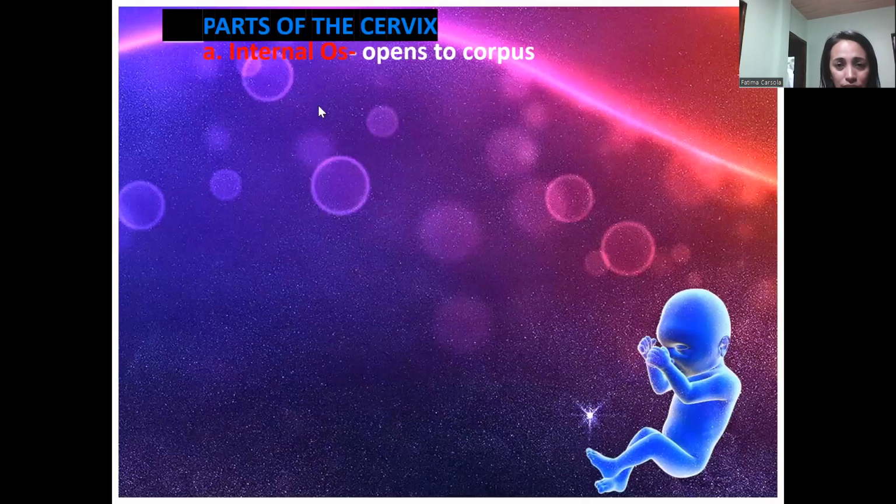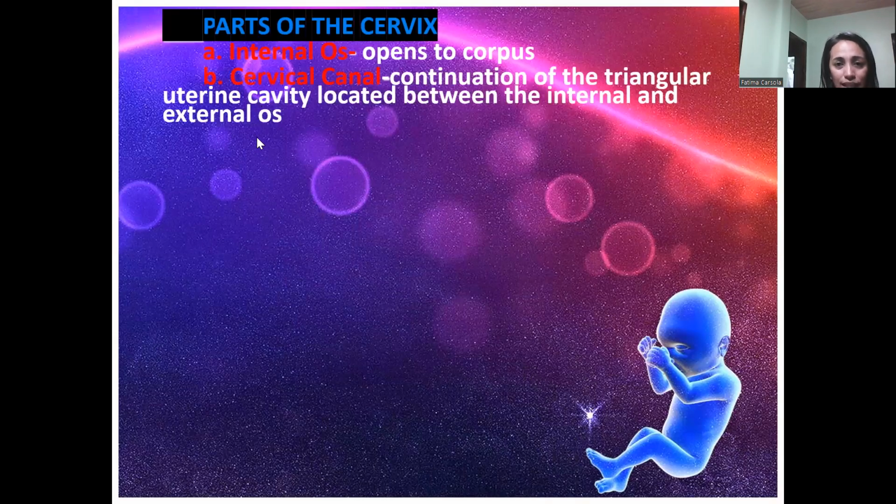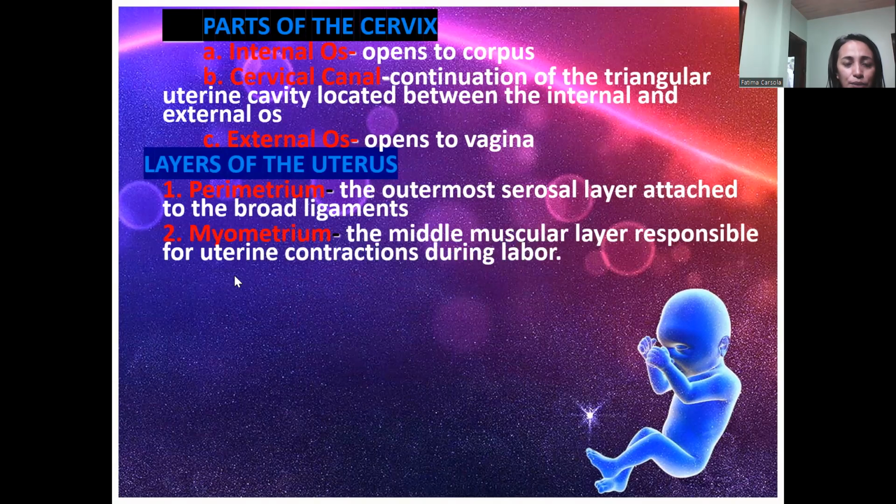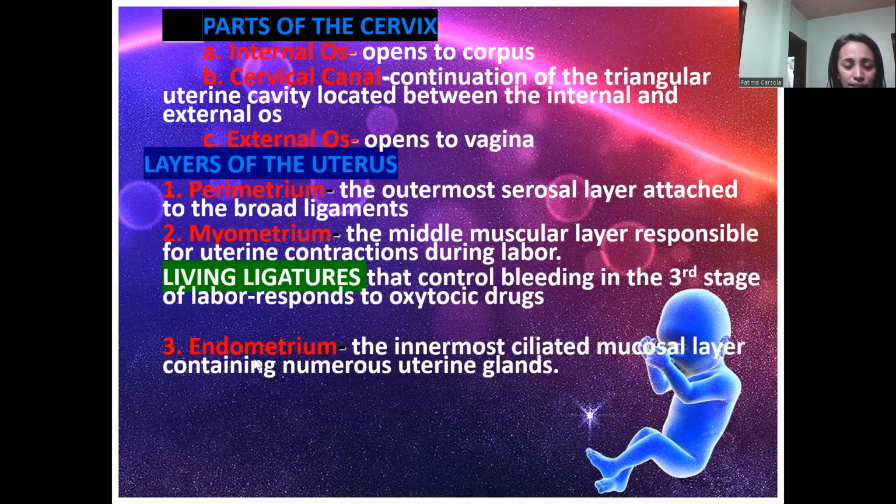Parts of the cervix: we have the internal os as it opens to your corpus, your cervical canal, the squamocolumnar portion where you can see your cervical cancer, and your external os as it opens to the vagina. And we have here the layers of the uterus, as I mentioned a while ago: the perimetrium, the myometrium, and the endometrium.